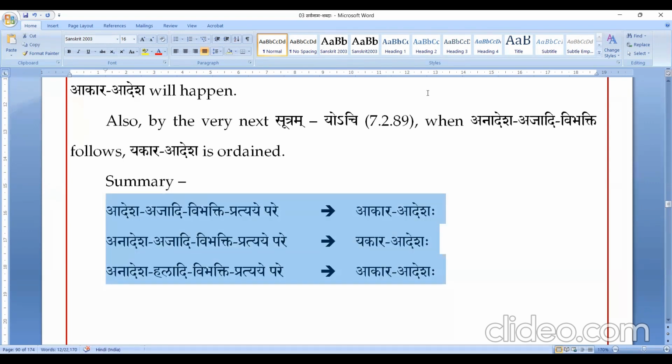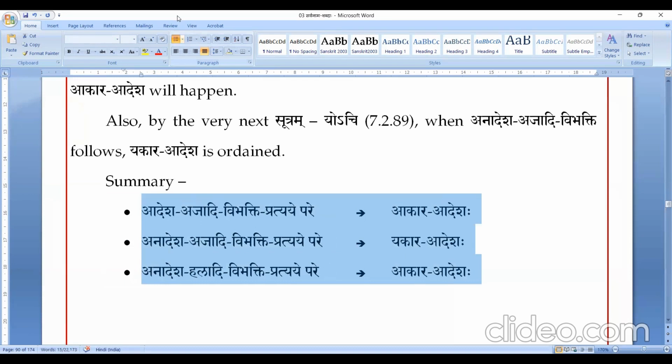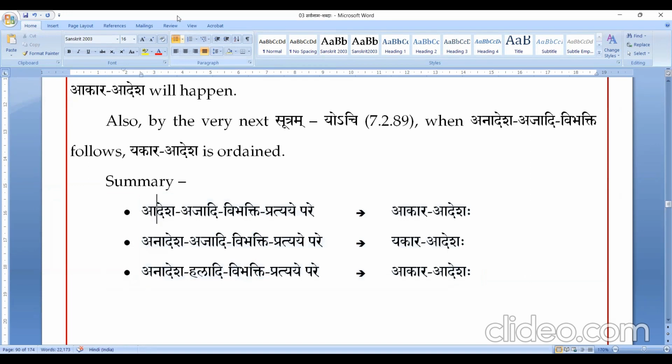Is it clear? Yes. Not confusing? It's clear, Ji. So combining all, this is what you get, right?